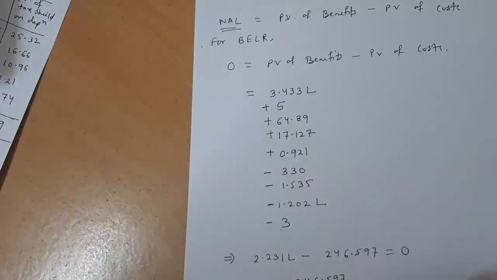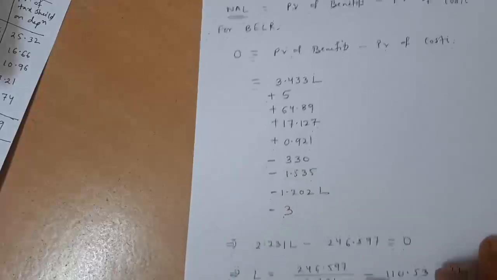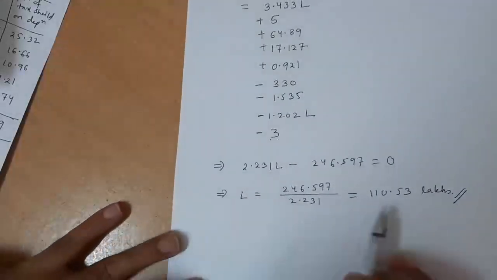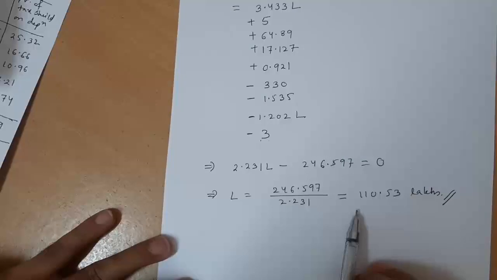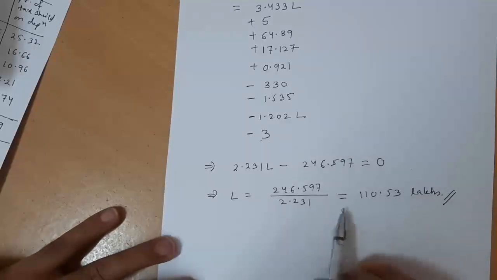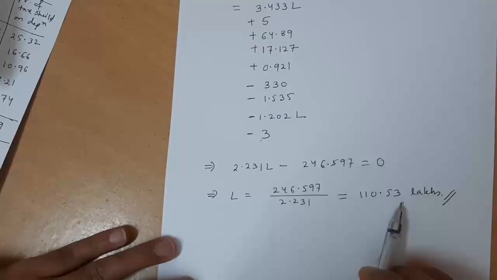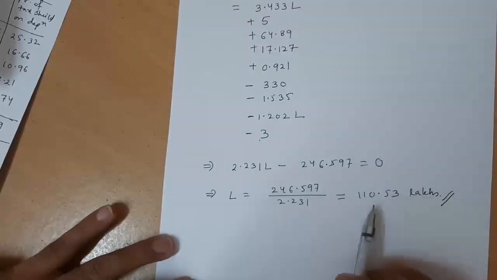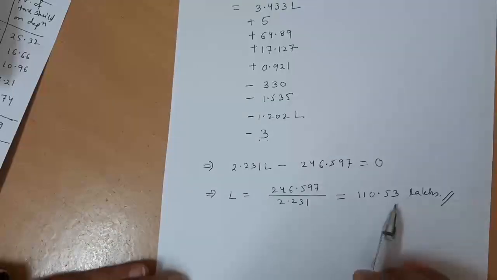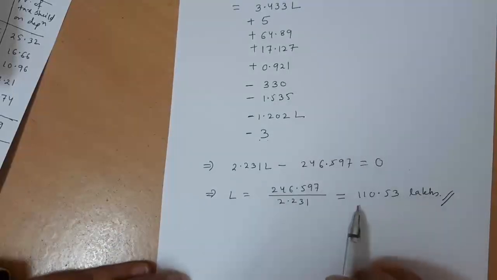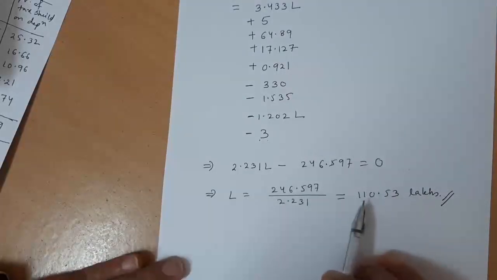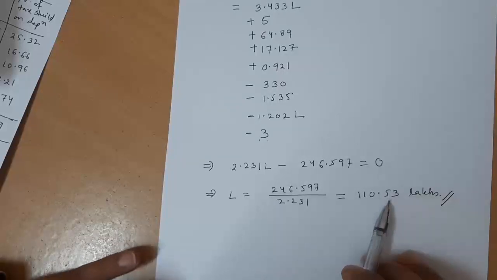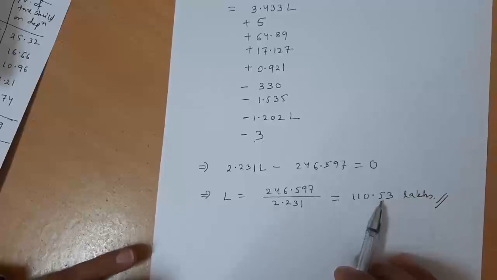Okay, so it will come out as 110.53 lakhs. So the break-even lease rental is 110.53 lakhs. It means if the lessor wants to give the asset on lease, then he should get at least 110.53 lakhs annually. If he gets any amount less than this, then he should not give the asset on lease, because that will be a loss for him. And if he gets anything more than this, that will give some profit to him. But if he gives the asset at 110.53 lakhs, it is a condition when there will be no profit, no loss, okay. There will be zero profit, zero loss.